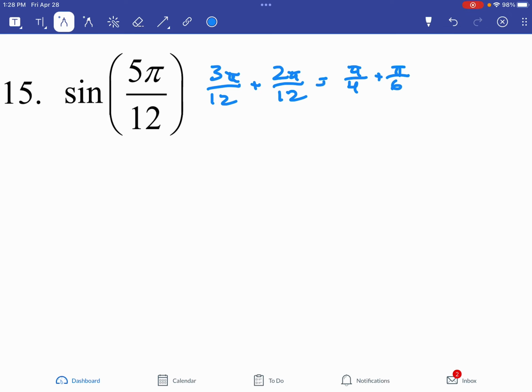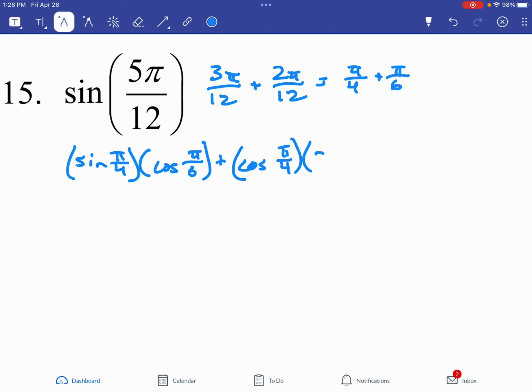So the sine of a sum looks like this: sine of pi over 4, the cosine of pi over 6, plus the cosine of pi over 4, and the sine of pi over 6. So that's where all the pieces go into my equation from the formula and the problem. Okay, so now we've got to find all these values, what they are.